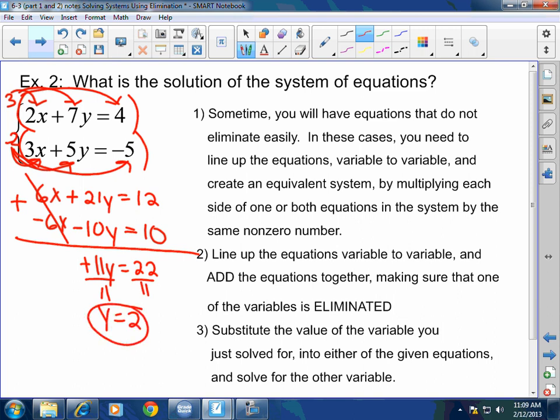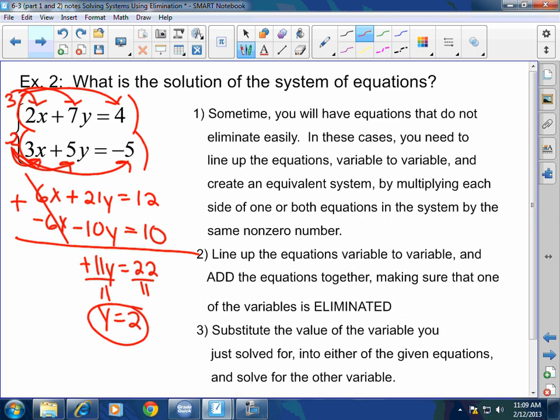Yes, sir. Does it matter which one you make negative? The question was, does it matter which one you make negative? No. If you wanted to multiply the top by a negative 3 and the bottom by a positive 2, that's fine. But one has to be positive and the other one has to be negative. They have to be opposite integers so you can cancel them out, sir.